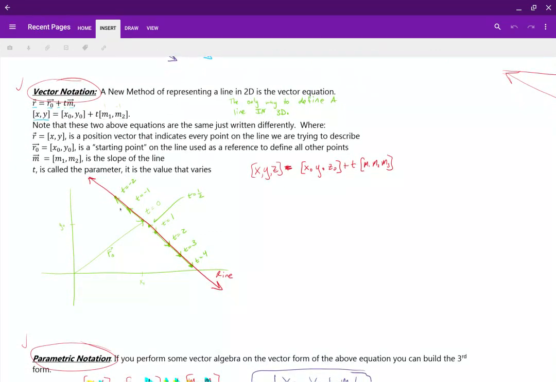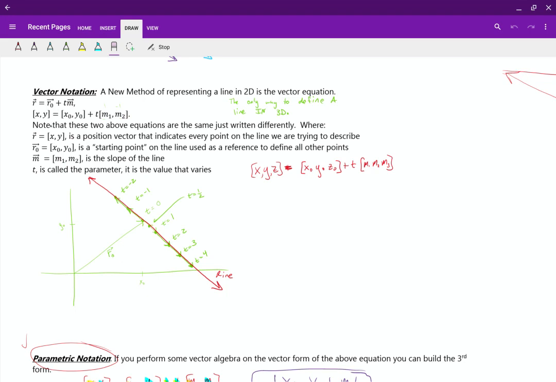All right, now vector notation. Vector notation is a new method for representing a line in 2D, and it's a vector equation. Note that the only ways to define a line in 3D are this vector notation and parametric, which we'll talk about in just a moment. So basically our vector notation is this. This equation right here is the actual equation of the line. If I were to write this all out and put some numbers in place of these things, I would successfully define a line.